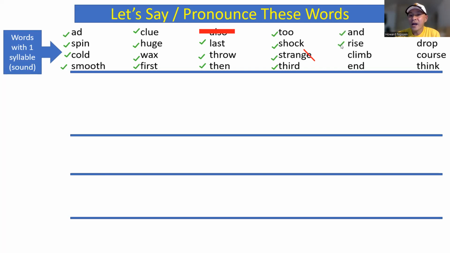Rise, again, the E is silent. Climb, free, drop, course. Again, the E here is silent, so no talk. And finally, think. So these are one syllable words.